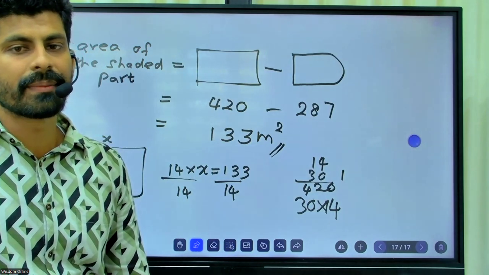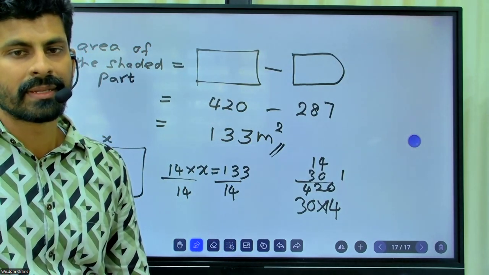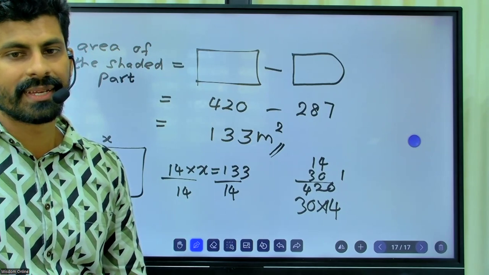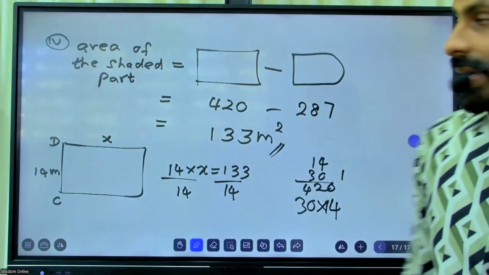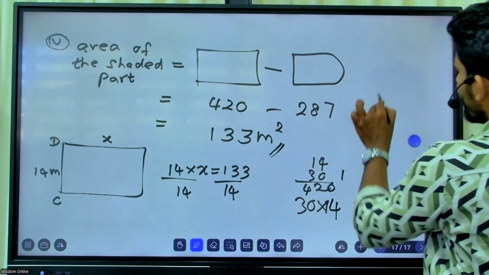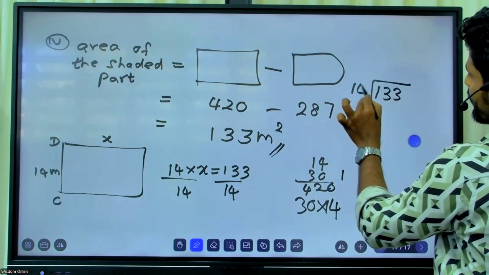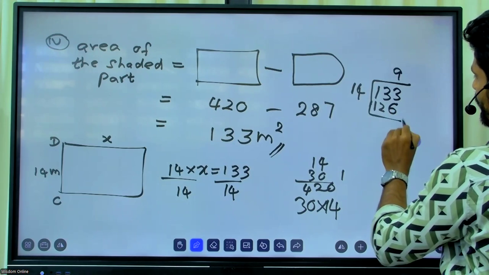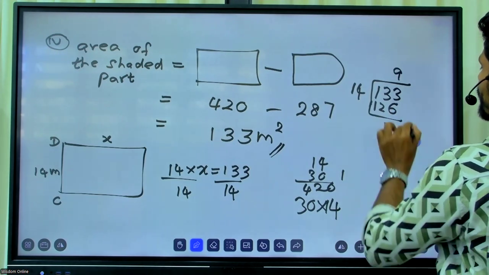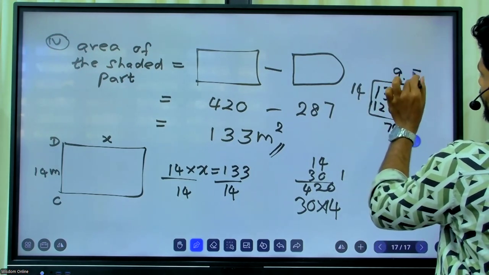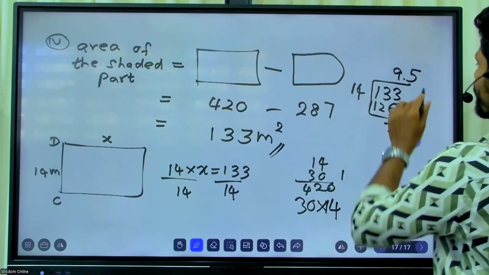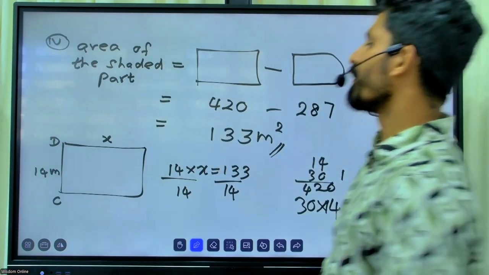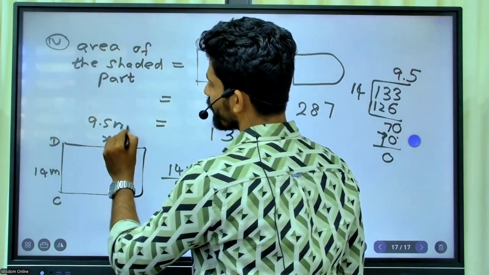Try to complete this one before me. Hurry up. 133 divided by 14, 9. 9 into 4, 36, remaining 3 and 12. 7. 7.0 means 5. 5 into 427. 9.5. So that means 9.5 meters.